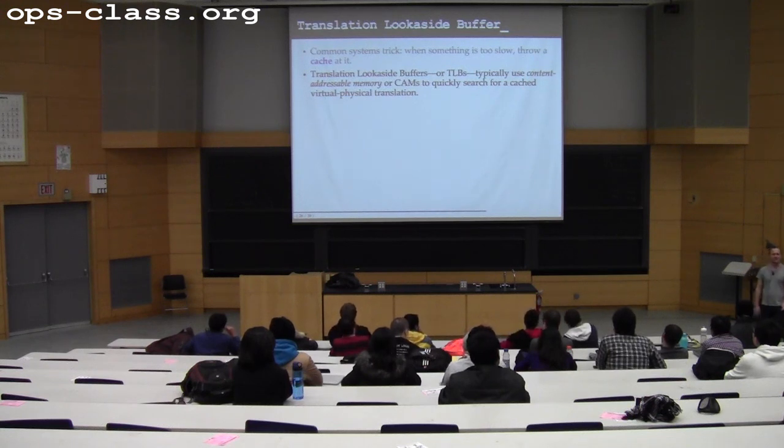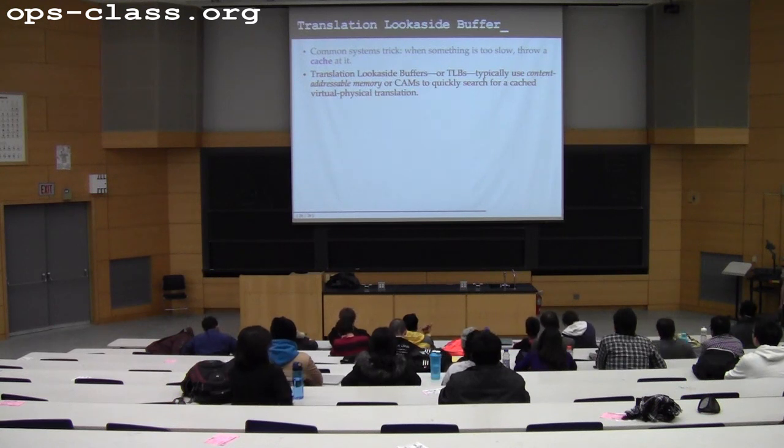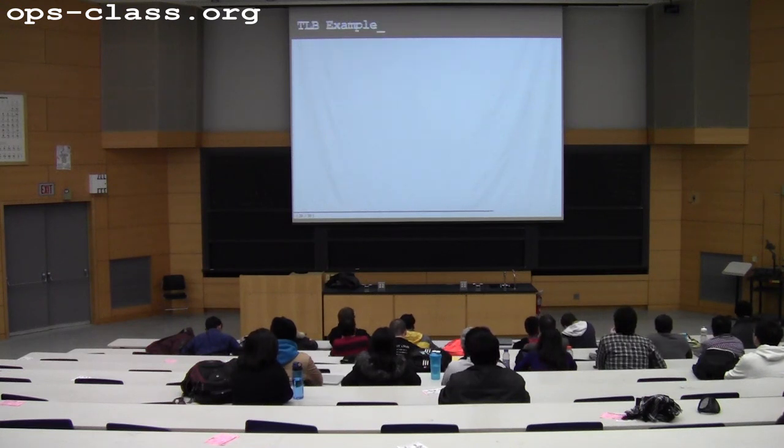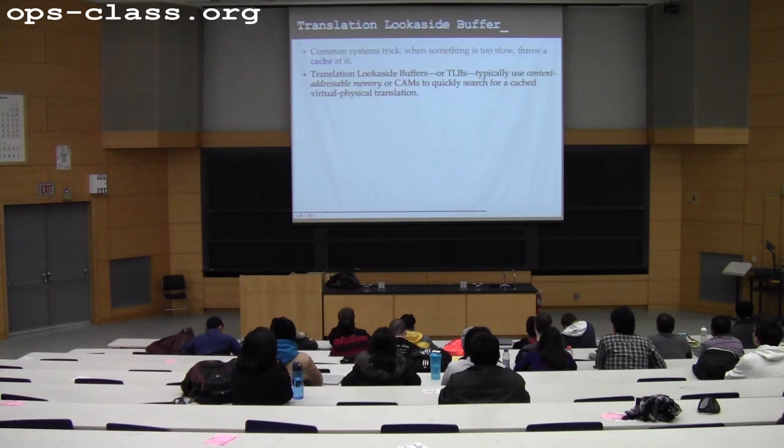No idea where look-aside came from, but it's a translation buffer. It allows the MMU to store translations, and it also allows the MMU to search a number of different translations extremely quickly. And how this works is TLBs are a form of what's called content addressable memory. How many people have heard about content addressable memory?